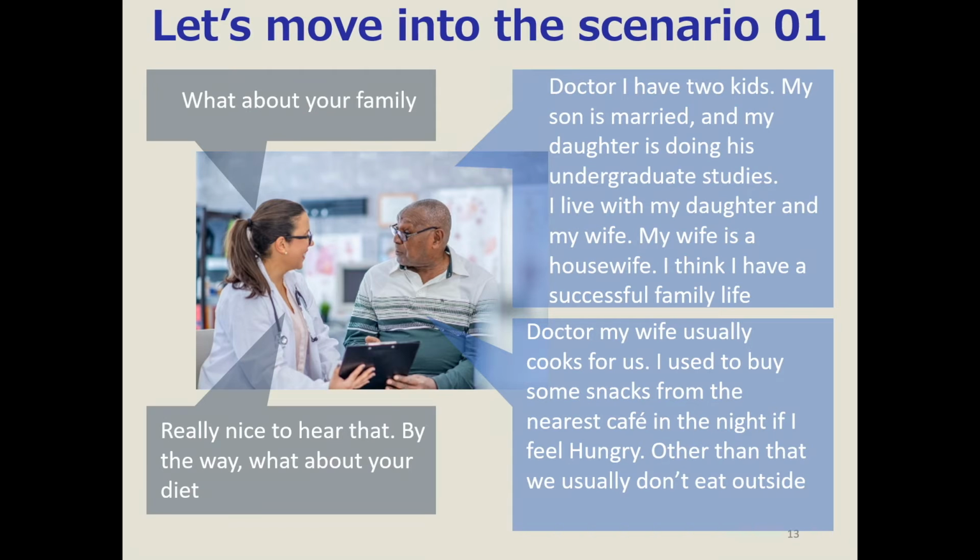What about your family? Doctor, I have 2 kids. My son is married, and my daughter is doing her undergraduate studies. I live with my daughter and my wife. My wife is a housewife. I think I have a successful family life. Really nice to hear that. By the way, what about your diet? Doctor, my wife usually cooks for us. I used to buy some snacks from the nearest cafe in the night if I feel hungry. Other than that, we usually don't eat outside.